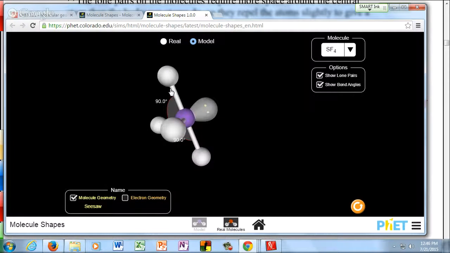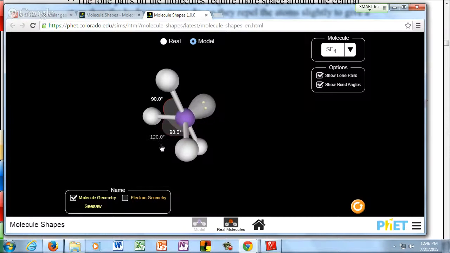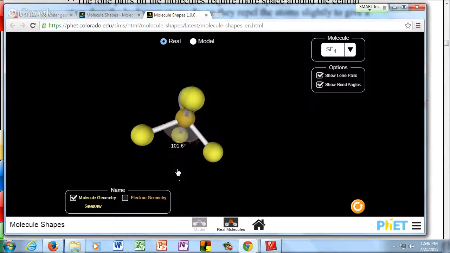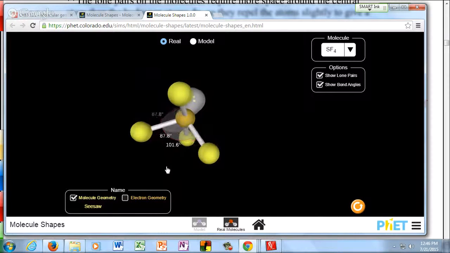The real structure, once again, has a little bit more repulsion from those electrons. So instead of 90 degrees, we have 87.8 degrees. And then instead of 120, we actually have a much smaller angle here, 101.6, from that electron pushing those other bonds away.